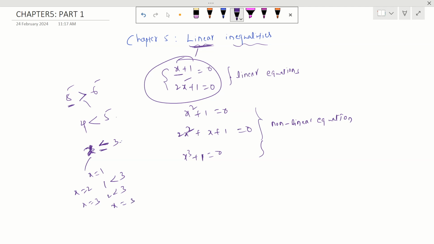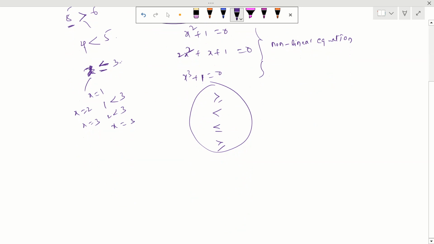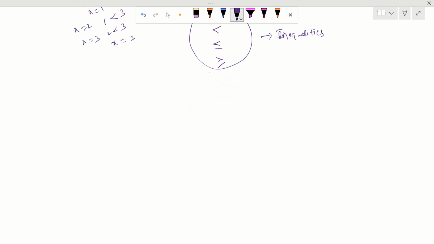So these symbols are called greater than, less than, less than or equal to, and greater than or equal to. These symbols are called inequalities, right? So now we will discuss inequalities. The topic is inequalities. I will give an example here, so then you will understand.